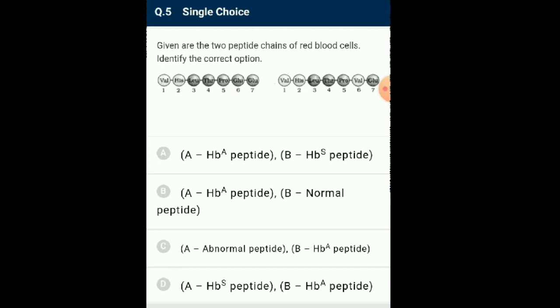The disease is controlled by a single pair of alleles, Hb^A and Hb^S. Thus, three genotypes are possible in a population: Hb^A Hb^A, that is normal homozygous; Hb^A Hb^S, normal carrier; and Hb^S Hb^S, that is diseased. So the answer for this question is option A.